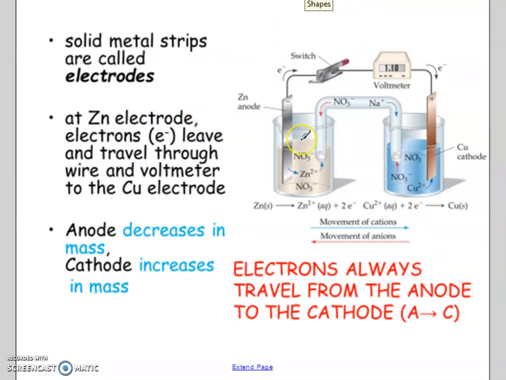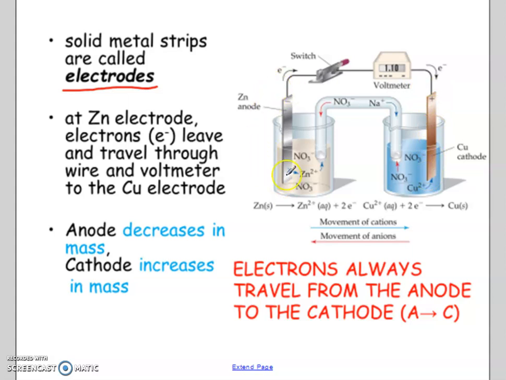Okay, so we've already mentioned this, but the solid metal strips that are in our half cells are called electrodes. But when you are labeling these, you never call them "an electrode, an electrode." You have to be specific. Is it an anode or is it a cathode?